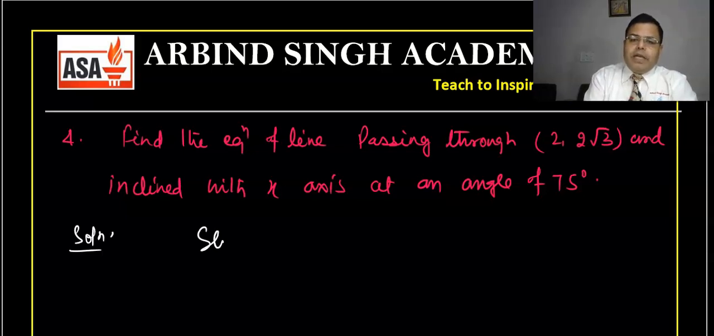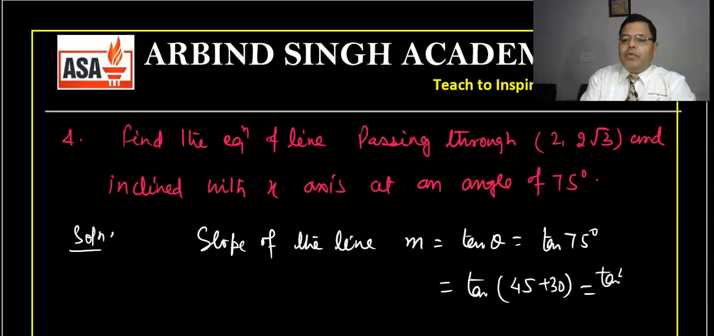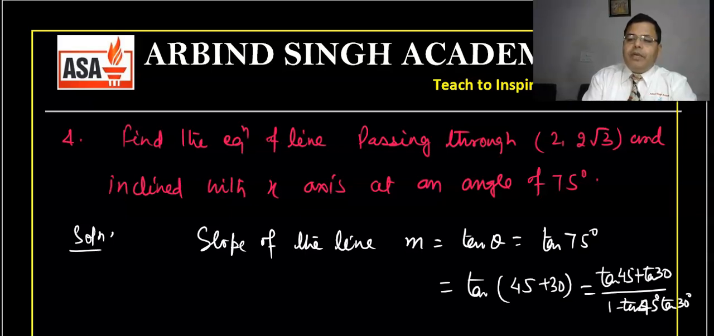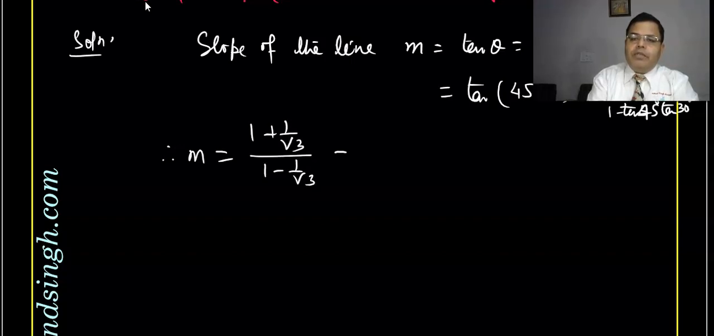Since the slope of the line is m is equal to tan theta, that is tan 75 degrees. Tan 75 can be written as, if you don't know, then you can write 45 plus 30, and using the formula of (tan A plus tan B) upon (1 minus tan A tan B), you have (tan 45 plus tan 30) upon (1 minus tan 45 tan 30). Tan 30 you will be able to get. The value of m will come here as (1 plus 1 by root 3) upon (1 minus 1 by root 3), that is (root 3 plus 1) upon (root 3 minus 1).